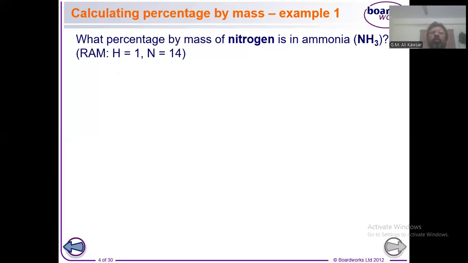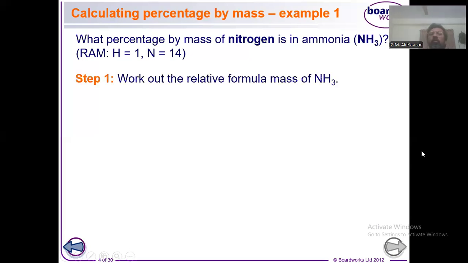For example, if it is asked to find out the percentage amount of nitrogen and hydrogen in ammonia, then how can we do it? We have to first find out the relative formula mass of ammonia, right? And if we analyze ammonia, we know the formula of ammonia, it is NH3. So first we have to find out the relative formula mass of ammonia. We have to use the periodic table here, right?